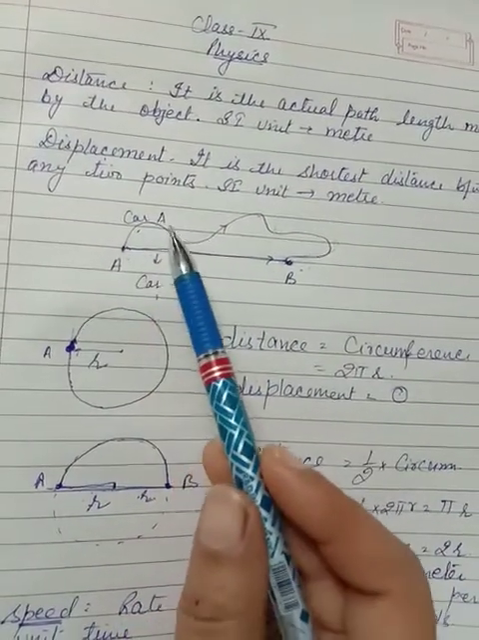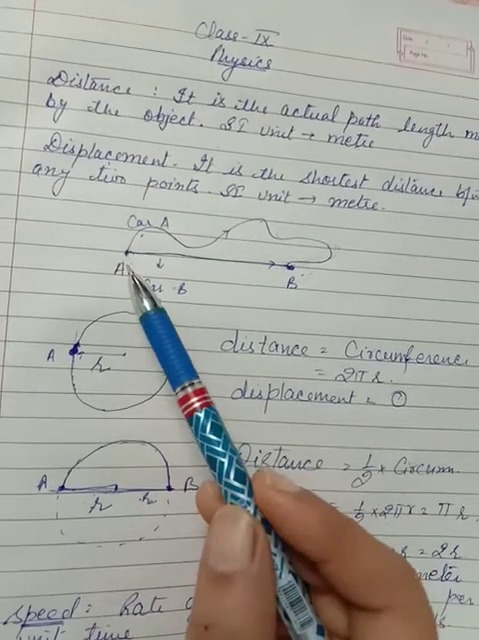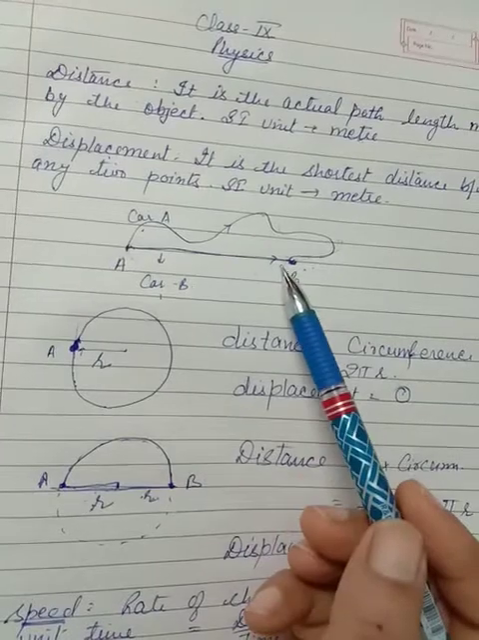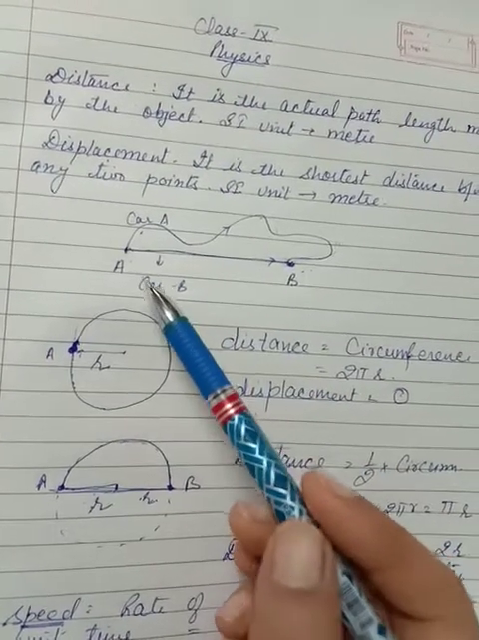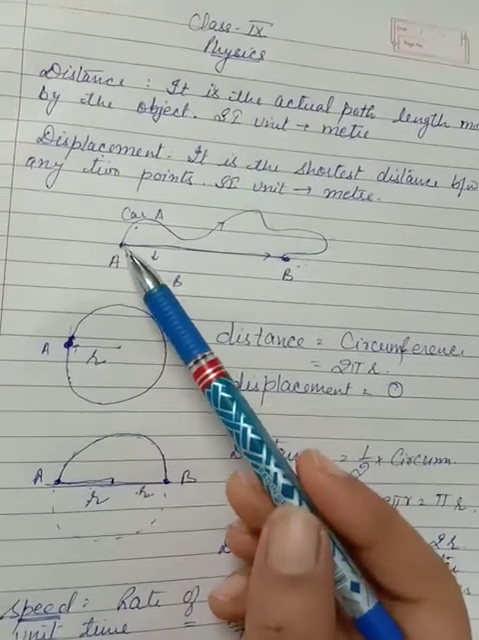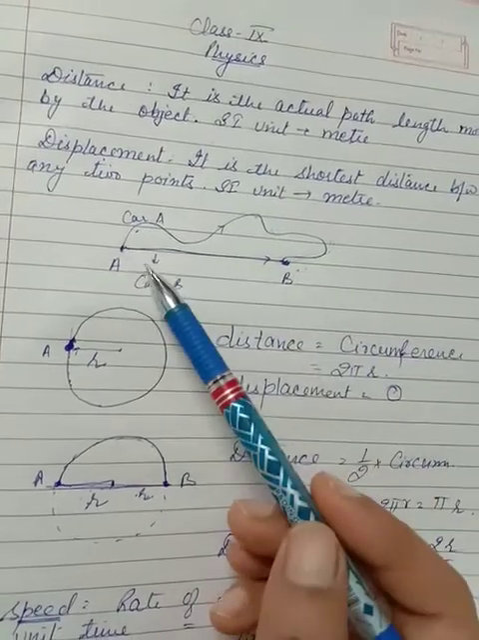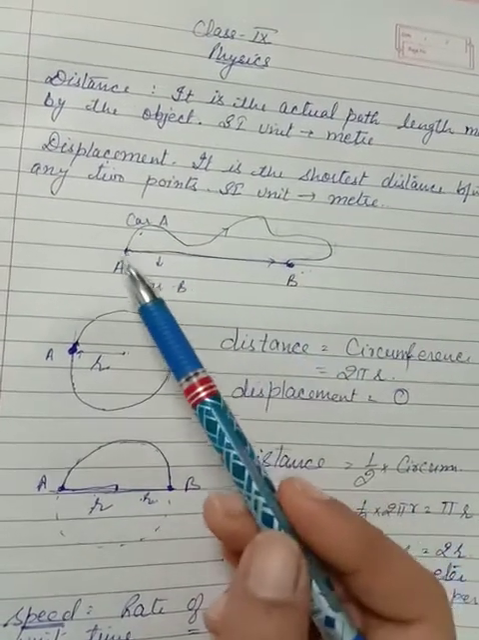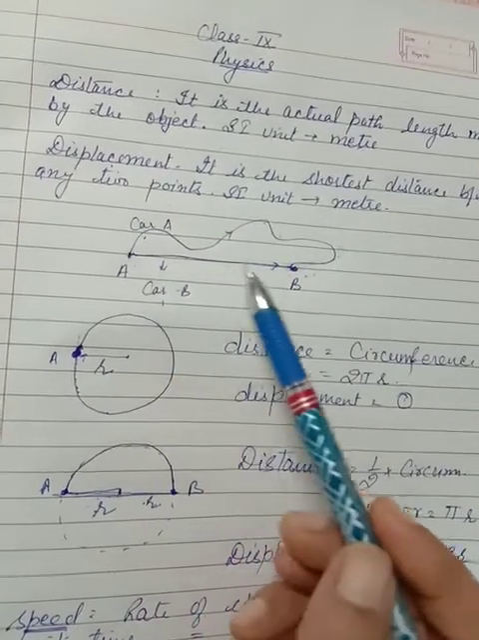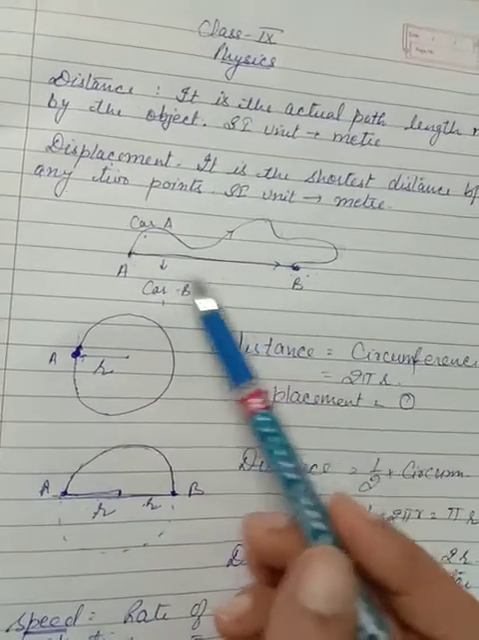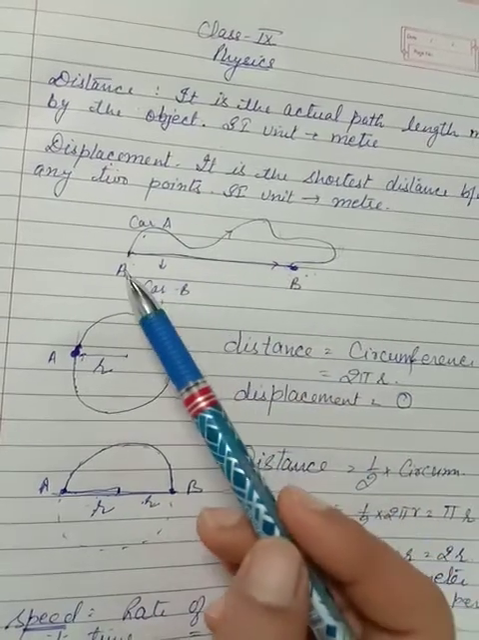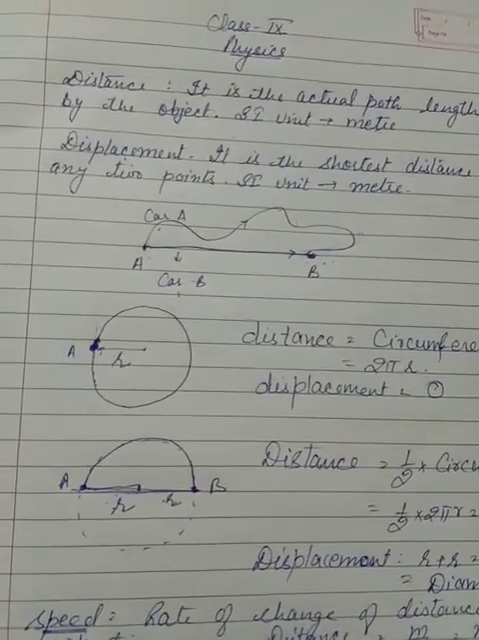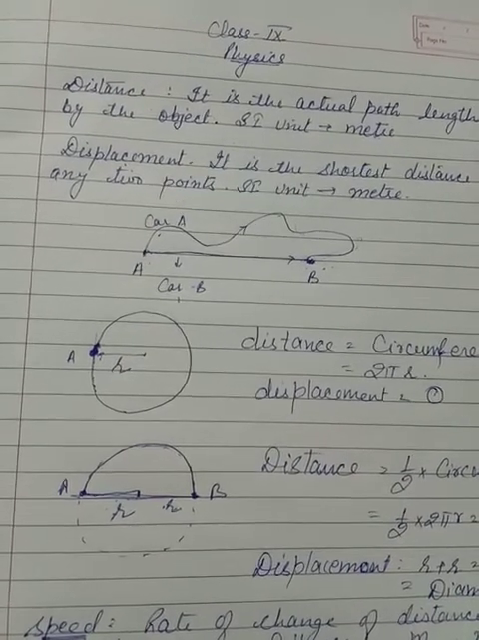Whenever we are talking about the distance traveled, we will say that 2 meter is the distance between A and B. But whenever we are talking about displacement, we will not say that the displacement between A and B is this much. We will say that the displacement from A to B is 1 meter, or from B to A. There we will specify the direction. So distance is a scalar quantity while displacement is a vector quantity.